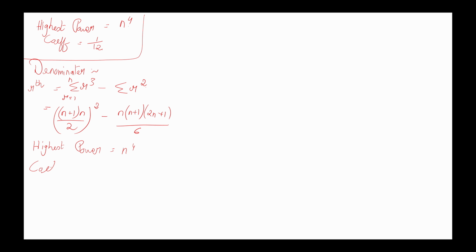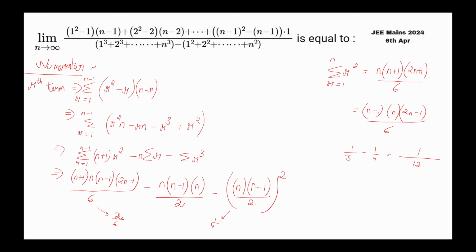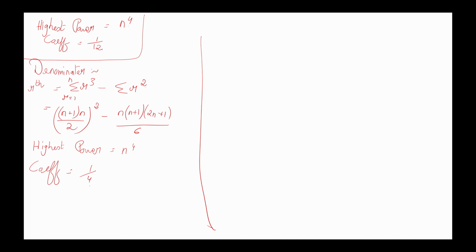And what is my coefficient of this highest power here? In this term, I do not have any highest power. This term, it is going to be 1 by 4. So I can see that my highest power is the same in the numerator as well as the denominator, and n is tending to infinity. That means what would be my answer? Simply the coefficient of the highest power in the numerator divided by the coefficient of the highest power in the denominator. So my answer would simply become 1 by 12 divided by 1 by 4.